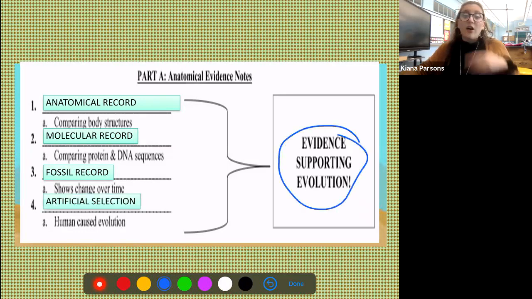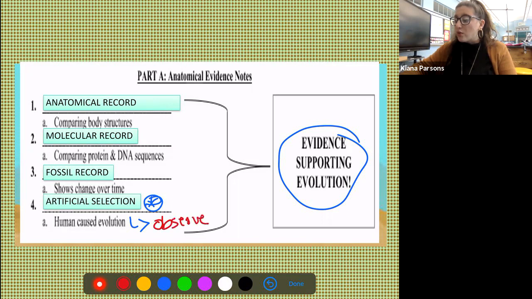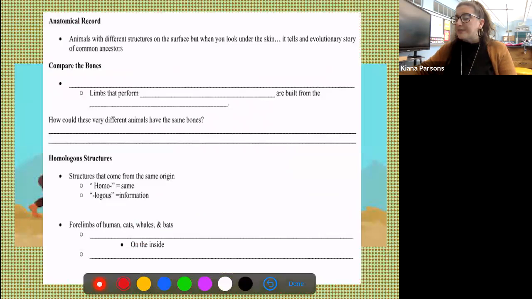And last, we have artificial selection, which is actually important because this allows us to observe how evolution happens, because we're controlling it. So those are your 4 blanks.